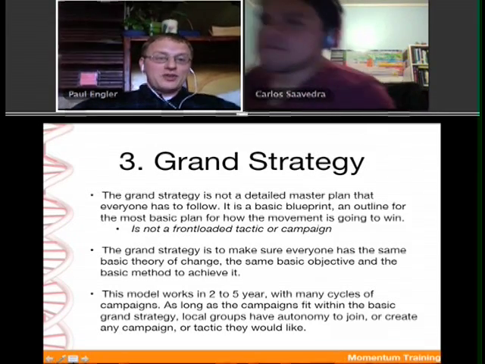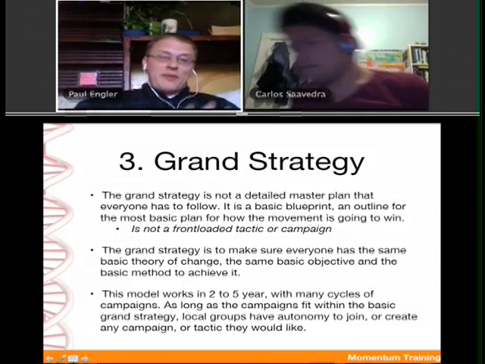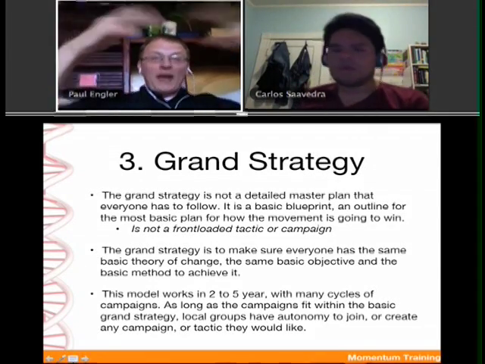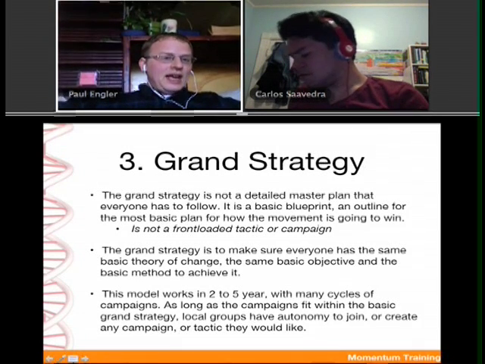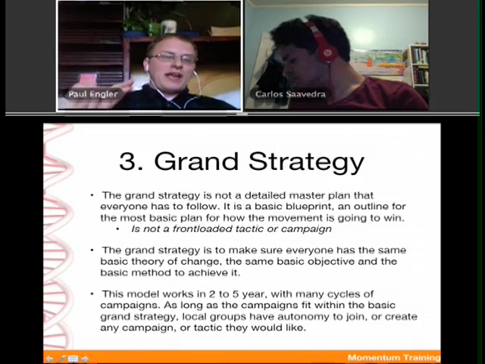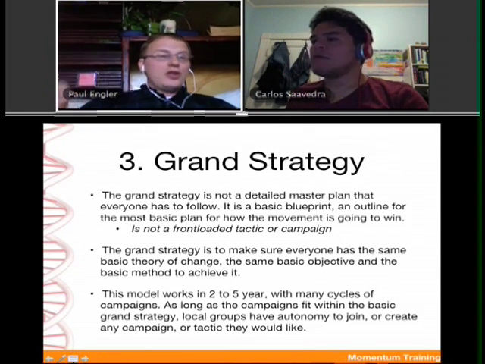You need to have a unified strategy. Now, I want to say this grand strategy is not a detailed master plan that everyone follows. It's a basic blueprint. It's a basic idea of how you're going to win. An outline for the most basic plan of how the movement's going to win. It is not a front-loaded tactic or campaign.